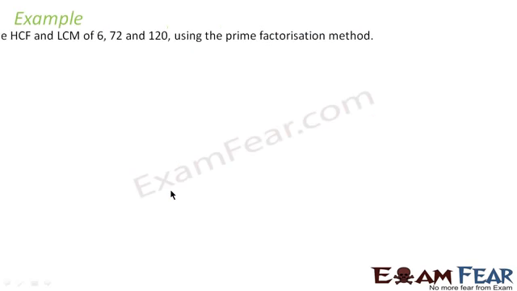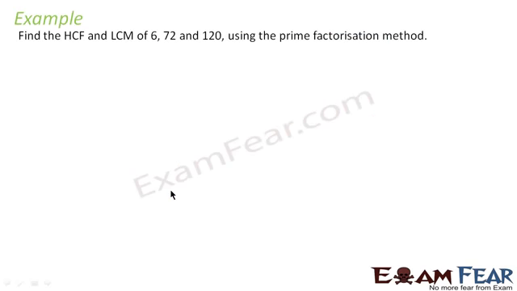Take one more example. Here also we have to find the LCM and HCF of 6, 72 and 120 using prime factorization. The first step, we'll find the factors. For 6, we can write 6 as nothing but 3 into 2. For 72, let's find. 72 is divisible by 2. Yes, so we'll divide by 2 and get 36. Is 36 divisible by 2? Yes, we get 18. Is 18 divisible by 2? Yes, we get 9. Is 9 divisible by 2? No. By 3? Yes. So 9 divided by 3 is 3.